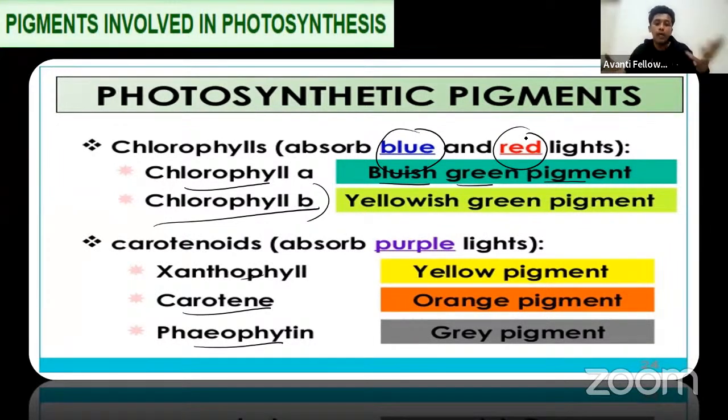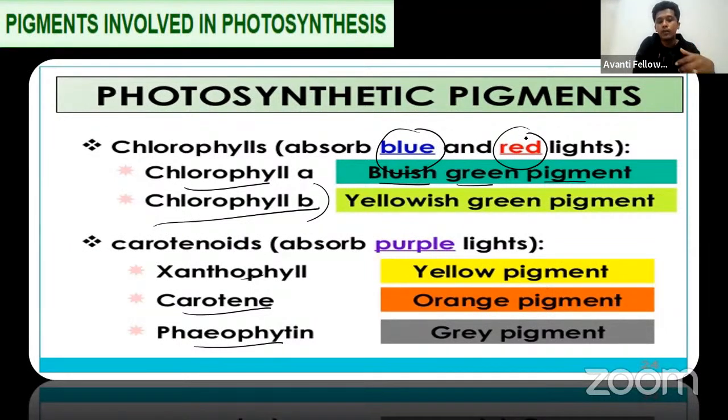Why are all these pigments necessary for harvesting? If we have only chlorophyll A, then our absorption of light becomes very narrow. But if you have more pigments which are capable of absorbing a lot of different energies or different wavelengths, then the net absorption of light is higher, isn't it? So this is about photosynthetic pigments.